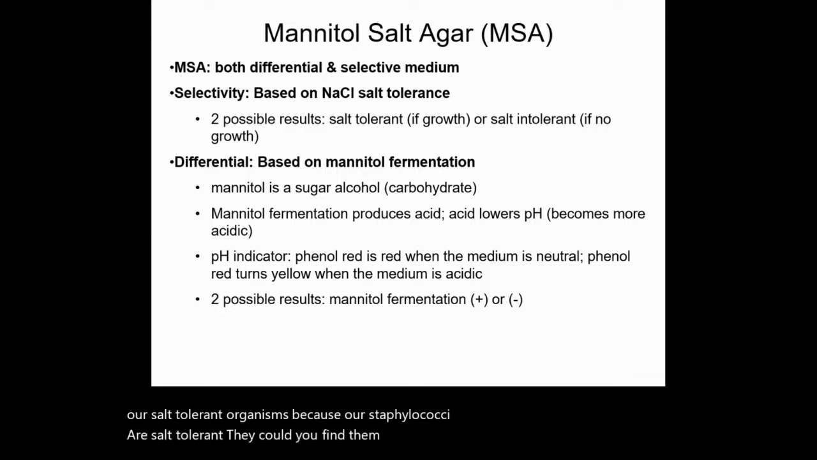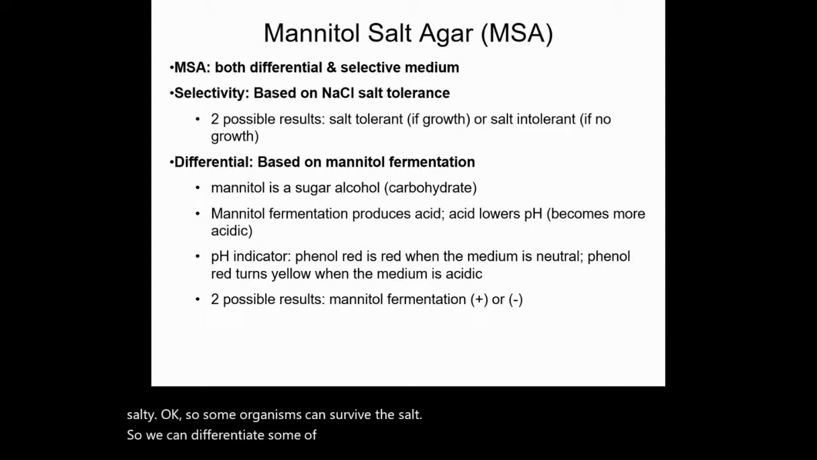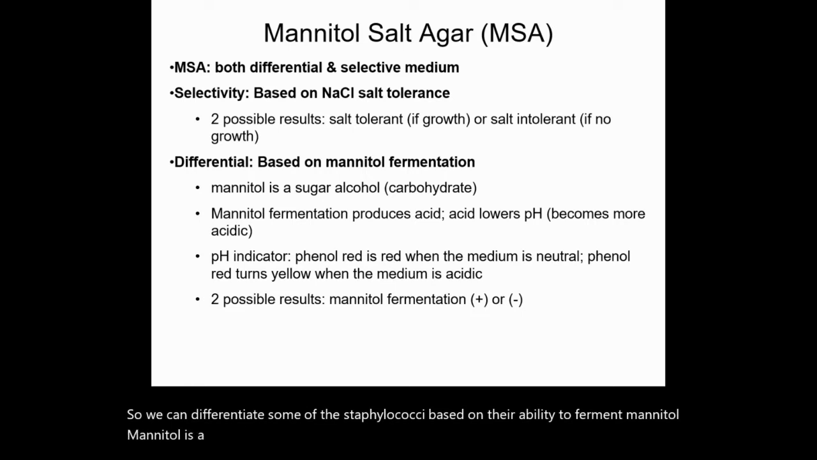You find them on our skin, right, where it's sweaty sometimes, which is salty. Okay, so some organisms can survive the salt. So we can differentiate some of the Staphylococci based on their ability to ferment mannitol. Mannitol is a sugar. That's the M in MSA. So if an organism can ferment the sugar mannitol, then the pH is going to decrease.